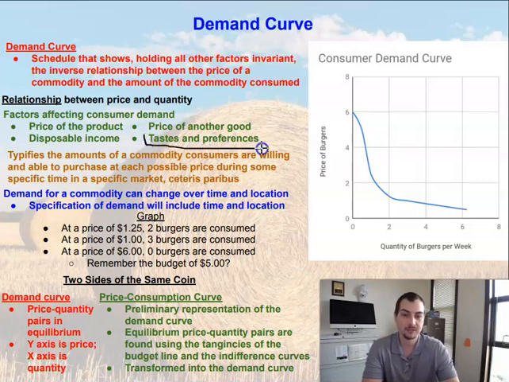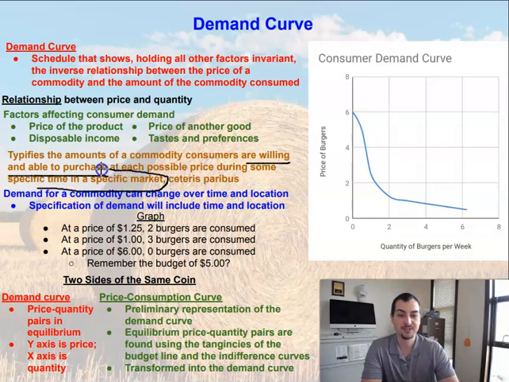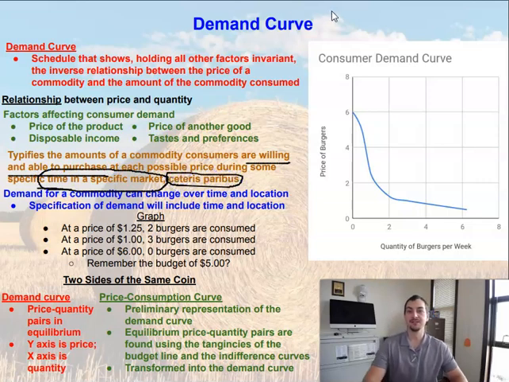Well, your individual taste and preferences are going to have an effect on it too. So this demand curve typifies the amount of a commodity consumers are willing and able to purchase at each possible price during some specific time in a specific market, ceteris paribus. So here's another aspect that we need to bring into these demand curves: we're talking about a specific market and a specific time.